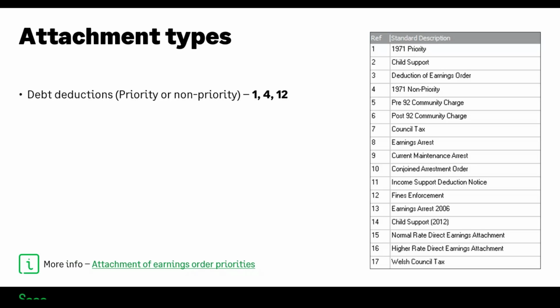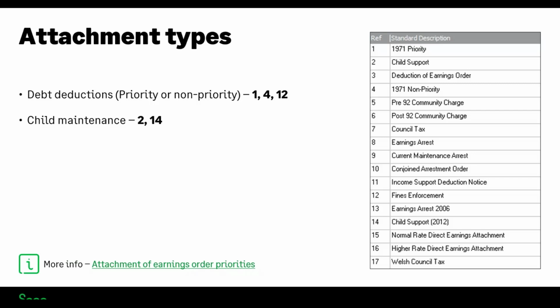So first of all, we've got debt deductions, which are references 1, 4 and 12. These attachments are classed as priority and non-priority, and it will be made clear on the information that you receive regarding whether it is or isn't. So these attachments are 1971 priority, 1971 non-priority, and the fines enforcement attachment as well, which is an attachment that has tables to calculate the amounts, and we will talk about that in a little while.